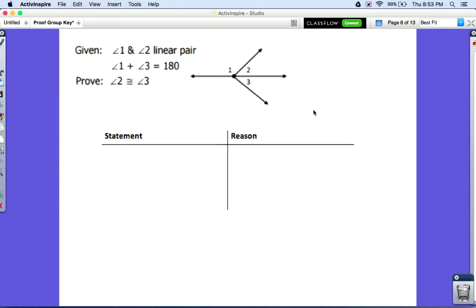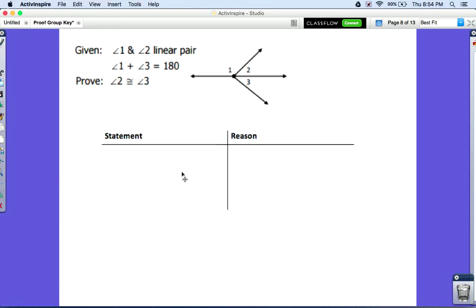So this is our third angle proof, and I'm going to do this one the longer way that might be more obvious to you. So we are given that angle 1 and angle 2 are a linear pair, and we are given that angle 1 plus angle 3 equals 180. And even if we weren't given this statement, we would have been able to assume that from our picture, since 1 and 2 form a line.